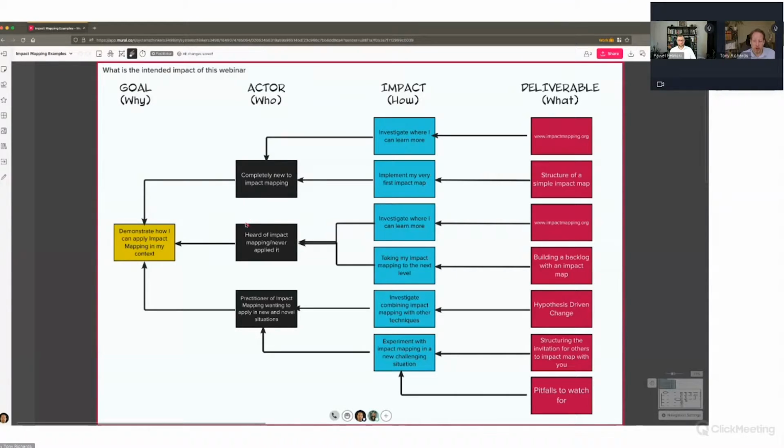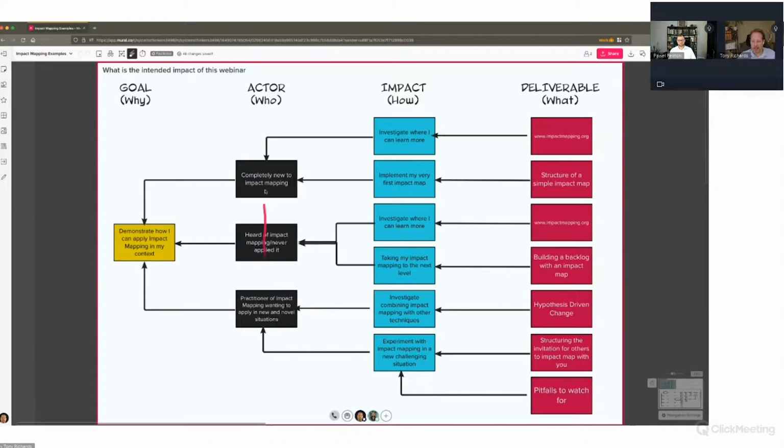Then we might have someone who's heard of impact mapping, but they've never had the chance to apply it. So they know the theory, but never got to actually practice. And then finally, we've got someone who's maybe practicing, but they're looking to up their game in impact mapping, maybe trying a new space, a new place. So the case study is really where I'm going to help you out later. So please hold by if you're that person in that last actor's place.